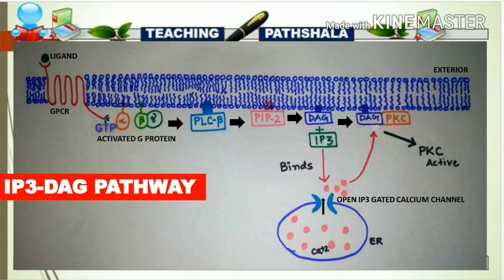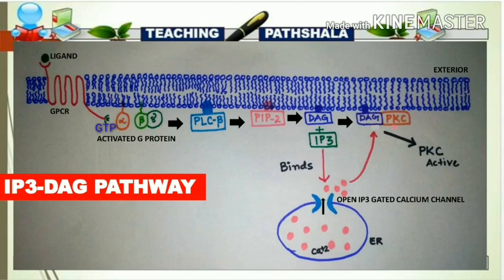Now the alpha subunit of the G protein interacts with the membrane bound enzyme, phospholipase C, and activates that enzyme. After the activation of phospholipase C, it is going to catalyze the reaction in which it breaks the PIP2 within the cell membrane, and the products of this breakdown will be DAG and IP3. Here the phospholipase C which is going to act is mainly phospholipase C beta, or PLC beta.